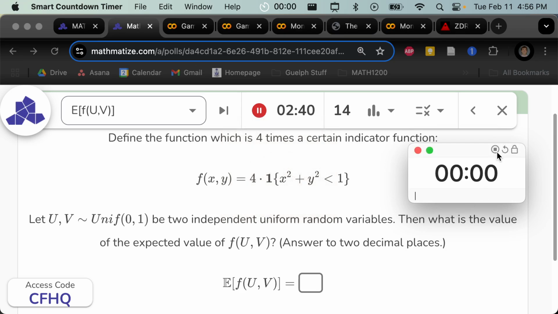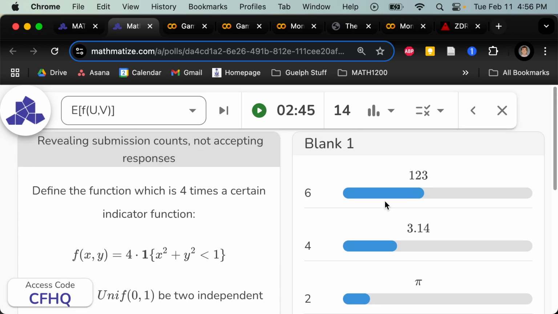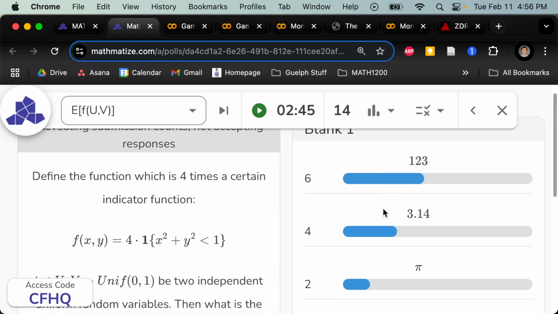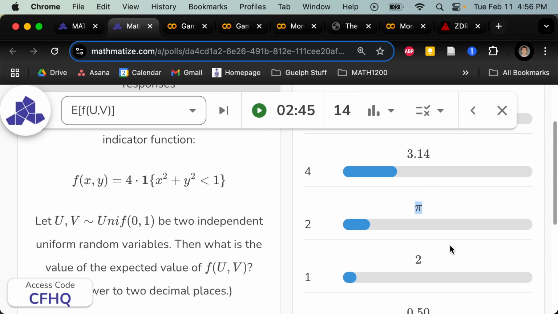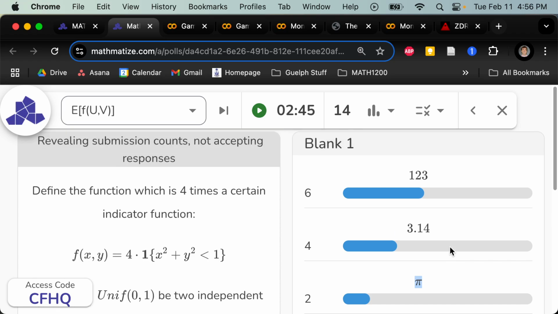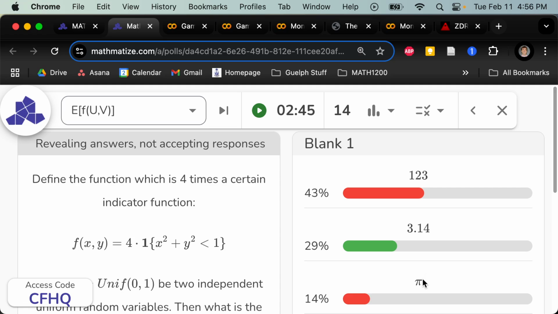Let's pause it here and see what you guys had. Reveal counts. Okay, 6 people said 1, 2, 3. 4 people said 3.14. 2 people managed to type in pi exactly. That's the correct answer. So I guess I said 3.14 was the correct answer, but pi is also very good.